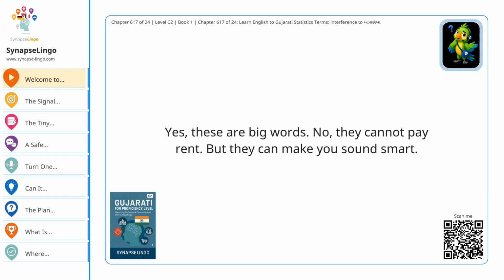Yes, these are big words. No, they cannot pay rent. But they can make you sound smart.